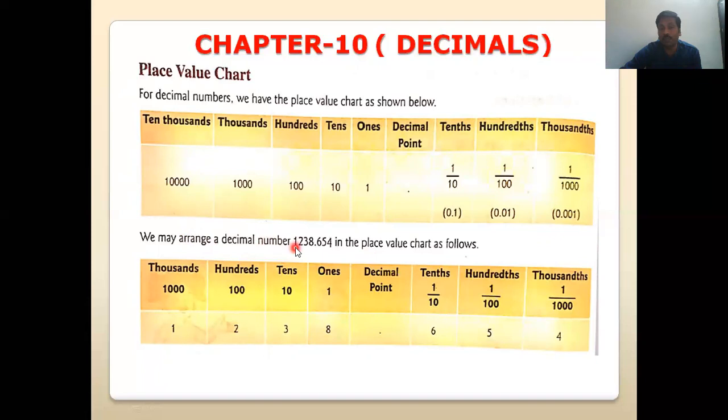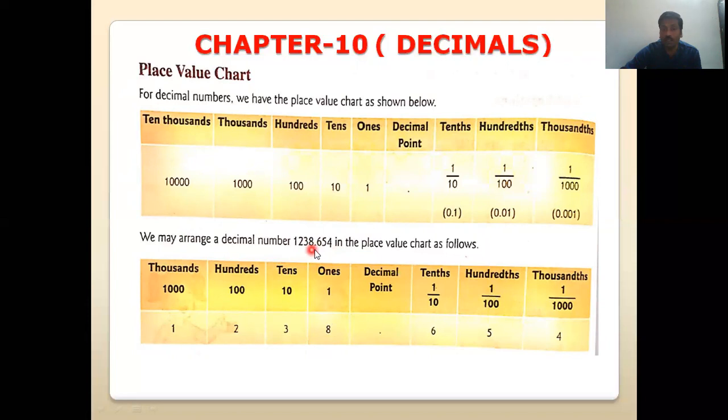We may arrange the decimal number 1238.654. You know how we can read it? After the decimal, the digits are read individually. It means 6, 5, 4, not six hundred fifty-four. Okay. And now how can we represent this number in the place value chart? 1238, and this is the point.